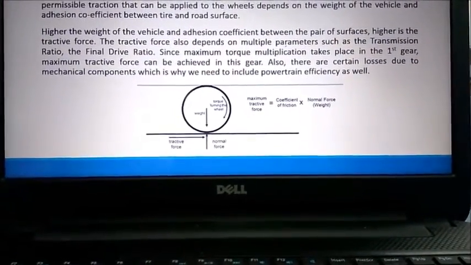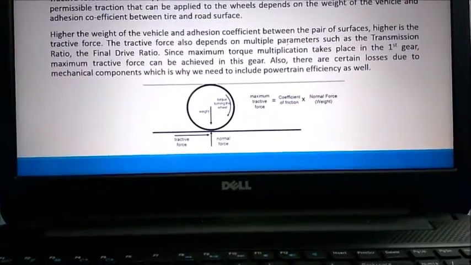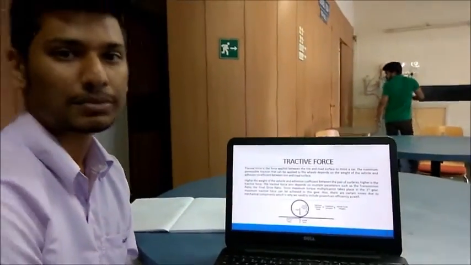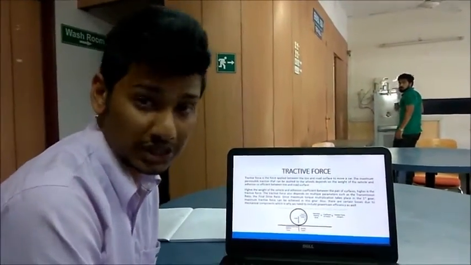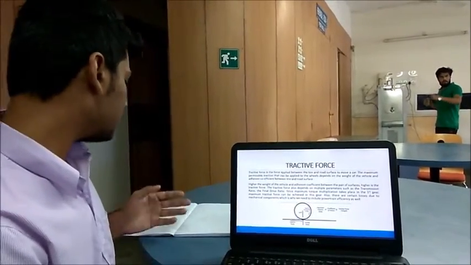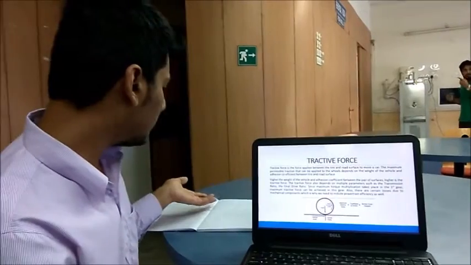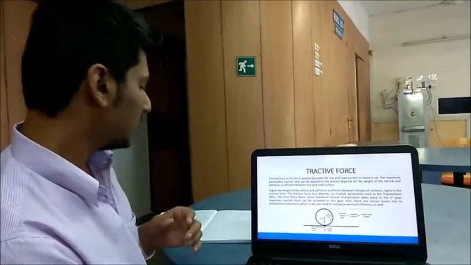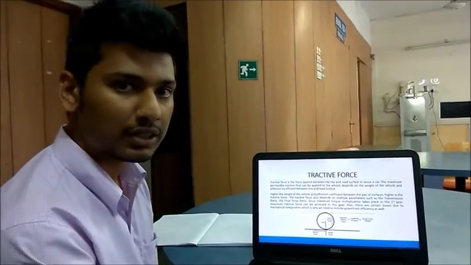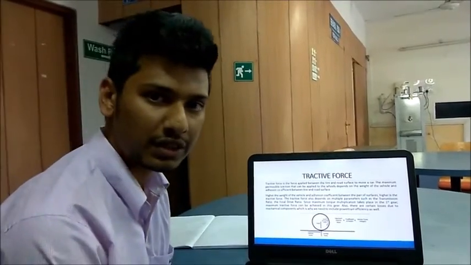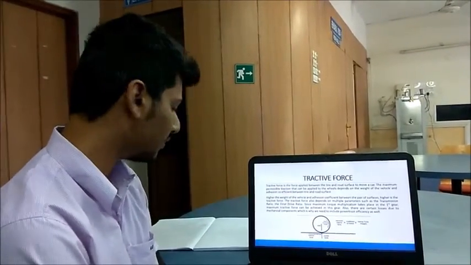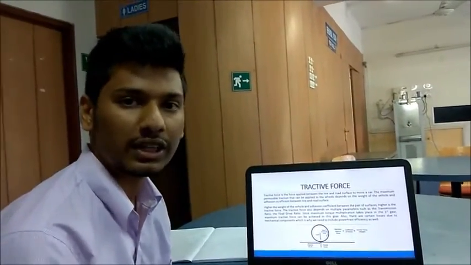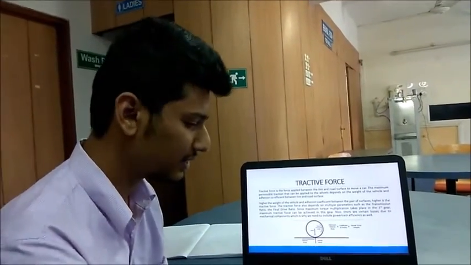So the higher the weight of the vehicle and the more the coefficient of friction, the higher is the tractive force required to move the vehicle. Since maximum torque multiplication takes place in the first gear, the maximum tractive force that the vehicle can generate is, in most cases, in the first gear. There are three types of tractive effort available. That is the starting tractive effort, which is to overcome the inertia. The next one is the maximum tractive effort, which we generally get in the first gear. In most cases, the maximum tractive effort is equal to the starting tractive effort. And the continuous tractive effort is required to move the vehicle indefinitely in the other gears.